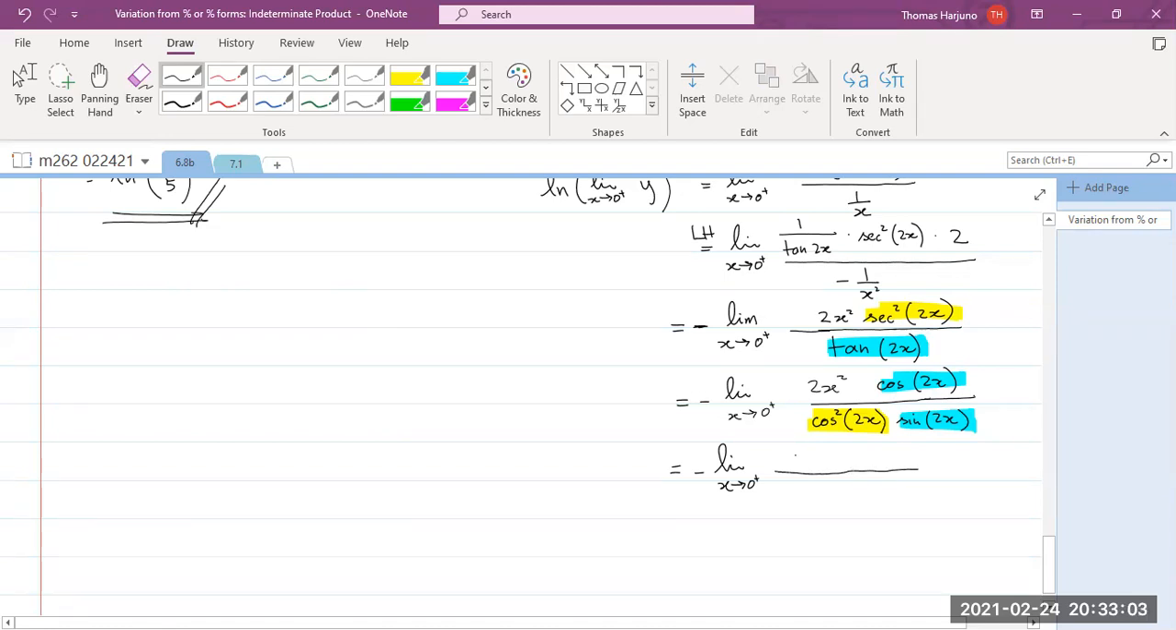Well, anyway, so I will cancel one of the cosines. Even at this point, I don't think you want to do L'Hôpital's rule, because this is quite messy. But you notice that this is actually half of sine double angle. Let me show you. If I multiply the top and the bottom by 2, this becomes negative limit x going to 0 positive of 4x squared over sine 4x.